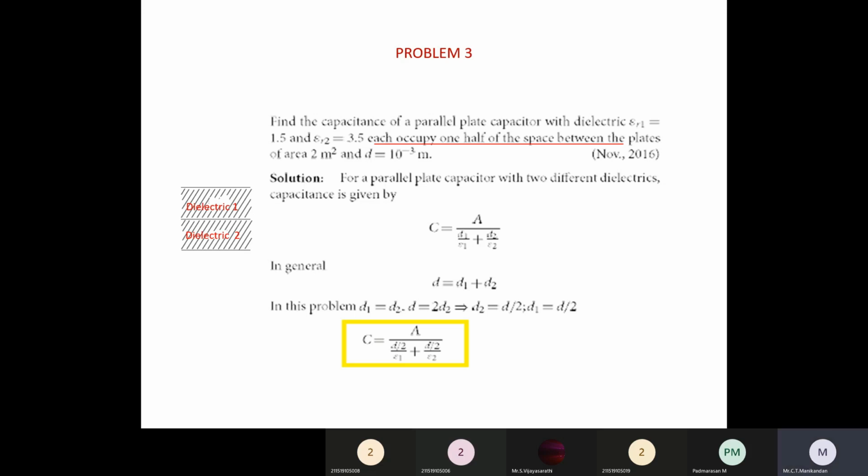And the clue they have given us is that each occupies half of the space between the plates. For that we have to derive this: D1 equals D2, and the total distance is D1 plus D2. So D equals 2 D1, or D2 equals D by 2. So I am substituting D1 equal to D by 2, and D2 is also equal to D by 2. Substitute the values here and you will get the capacitance.